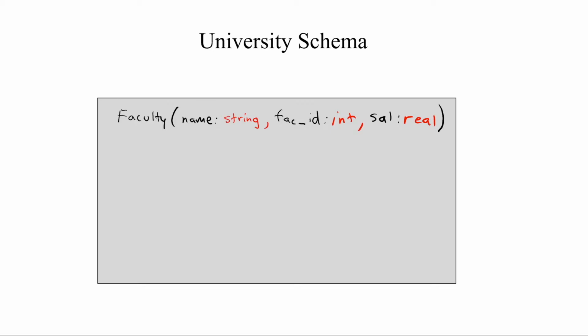Okay. Next, let's create the student relation. So our students will also have IDs and names, but will have a GPA field instead of a salary. So we'll add students. They'll have a name, and we'll represent name as a string as well. We'll add student ID, and we'll represent it as an integer. And lastly, we will add the GPA.